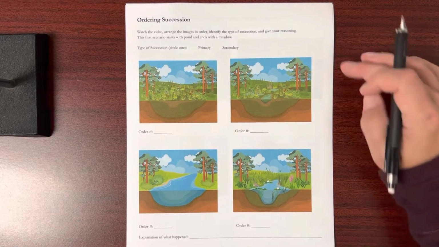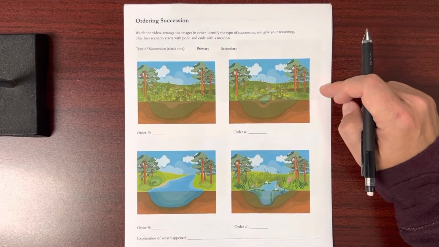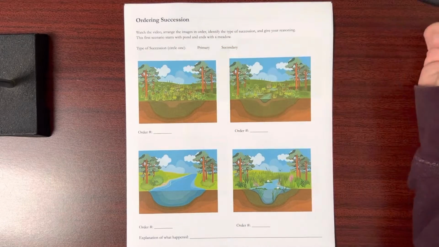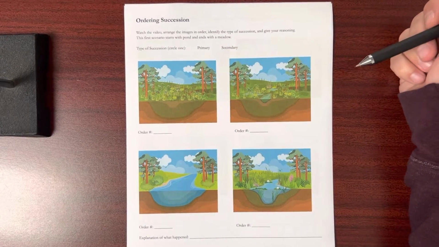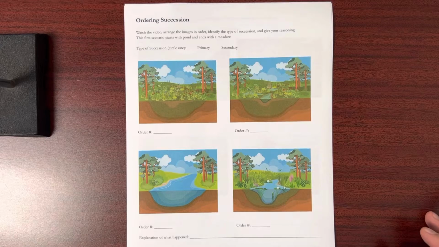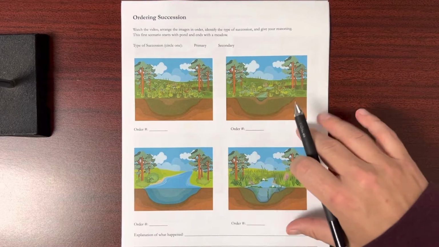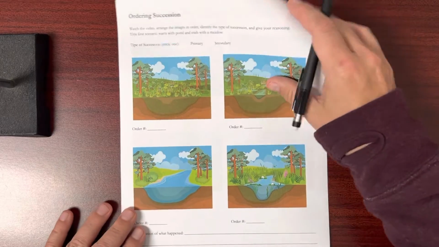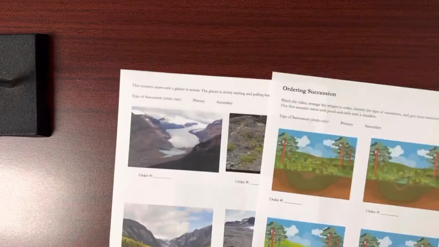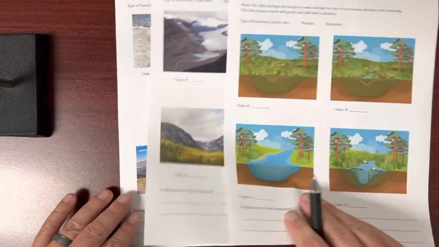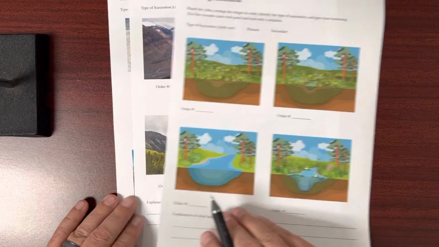Good morning. I just wanted to quickly go over this worksheet that I have, Ordering Succession. We've been talking about succession and what that means, both primary and secondary succession. And you're going to practice a little bit of identification here in these worksheets. So what I've got are three different scenarios of succession.